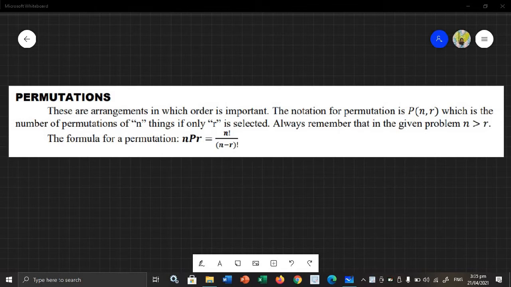Kung ano yung mas malaking number doon sa given na problem, yun yung value ng n mo. And kung ano yung mas maliit na number doon sa given problem, yun yung value ng r mo.